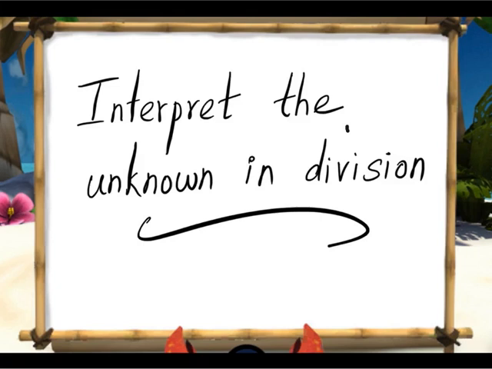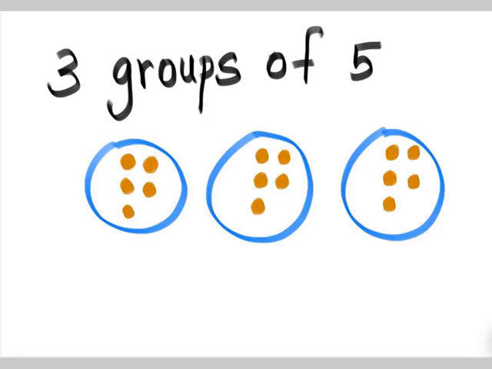In today's class, we are going to learn about how to interpret the unknown in division. Now, I want you to think about what you know about division. So here, I'm showing you an array with 3 groups of 5.